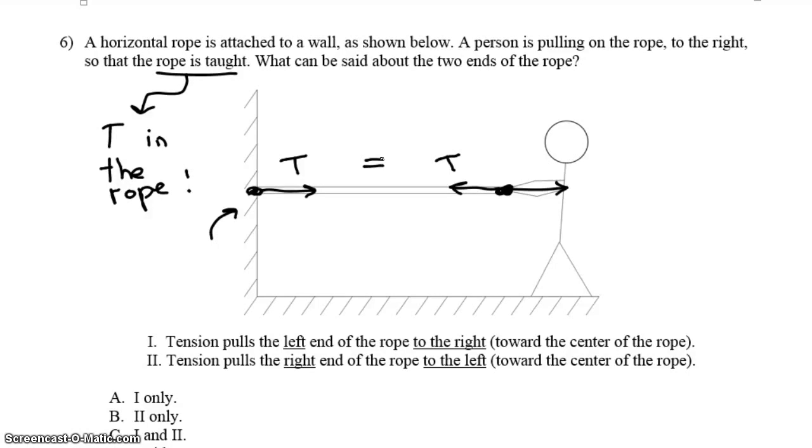So, what's the problem say? Look at number I. Tension pulls the left end, that's this end over here, to the right. Yes, that is true. And then II says tension pulls the right end of the rope to the left, toward the center. Yes, that is also true. Both ends want to be restored back to their non-stretched position. So, what's true? C. C is the correct answer because both I and II are true.